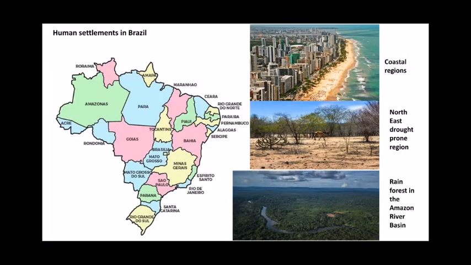Now let's learn about human settlements in Brazil. Now children, the earlier settlements that were formed in Brazil were by the settlers from Europe. They were the ones who came there and first settled in Brazil, mainly near the coastal areas, near the Atlantic Ocean. That is the European settlers.